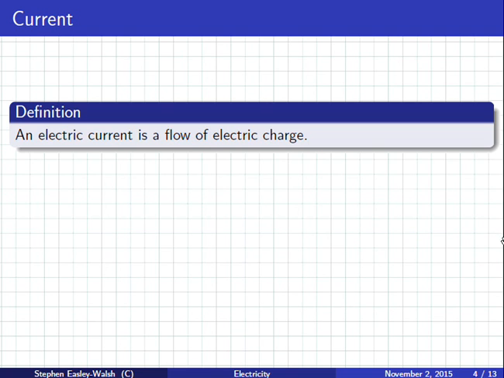Now, into a definition. When I say electric current, what I mean is a movement or a flow of charge. So there's a current if there's a charge moving.